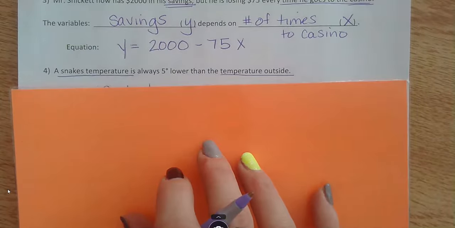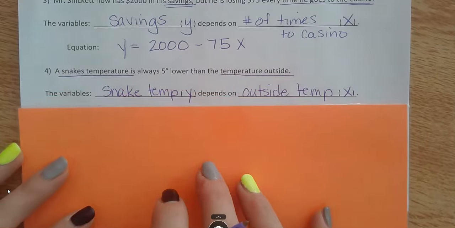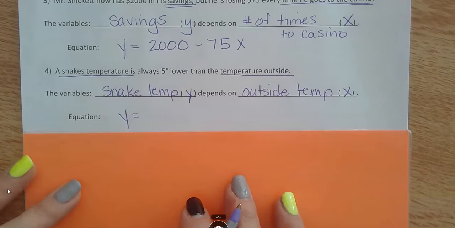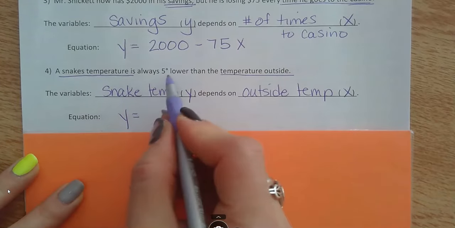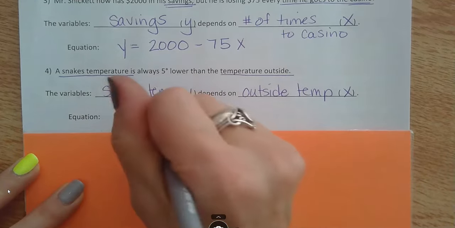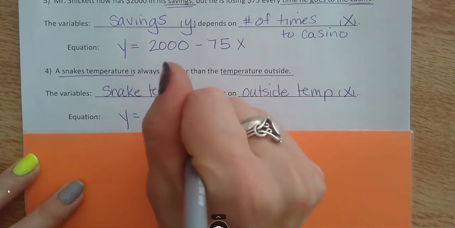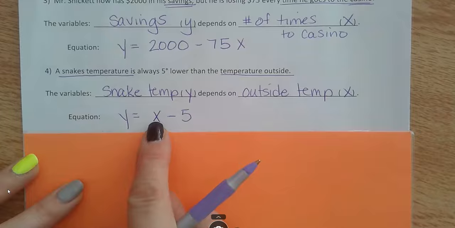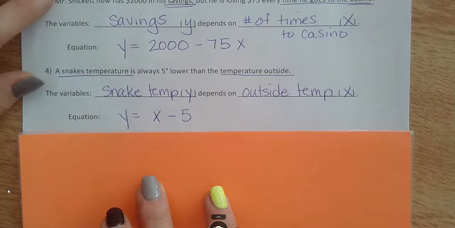Okay, if you're ready to check these last two. Snake's temperature is going to depend on the outside temperature. And if I put that together as an equation, the snake is always 5 lower than the outside temperature. Well, my outside temperature is x, and to get 5 degrees lower, I would subtract 5, or take 5 away from that. So the snake is the outside temperature minus 5 degrees.